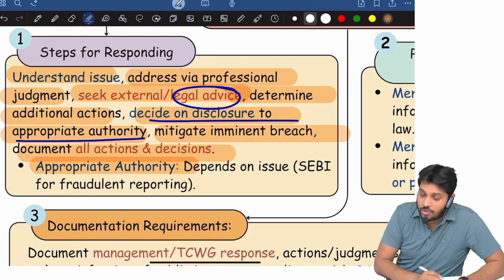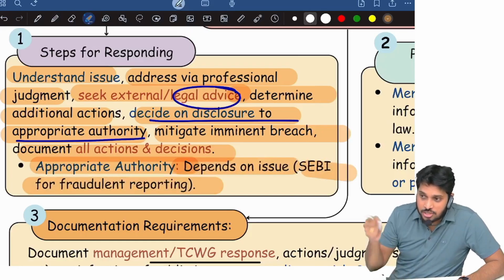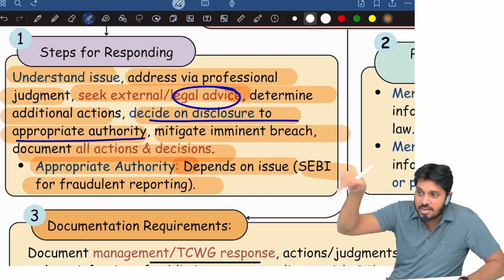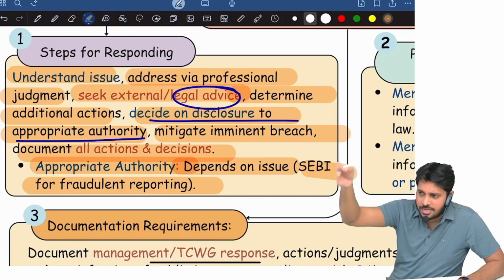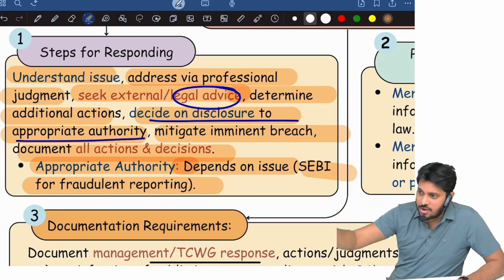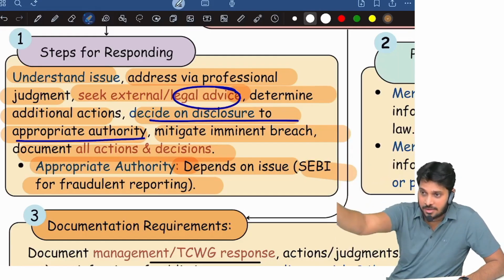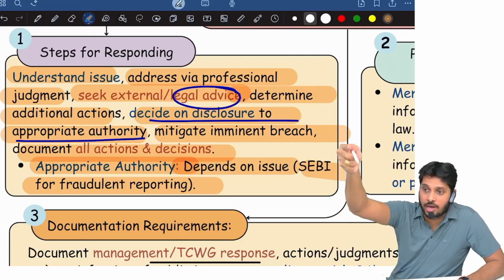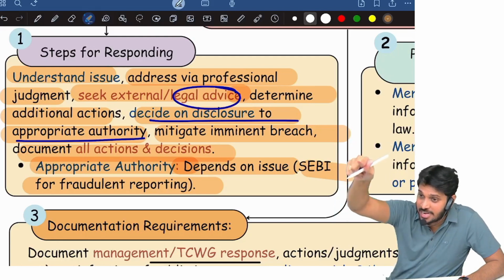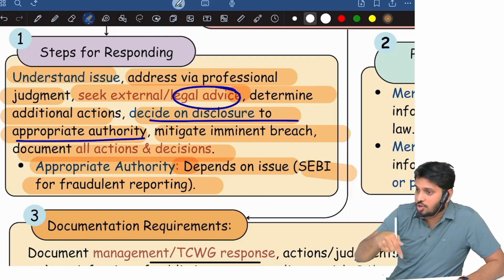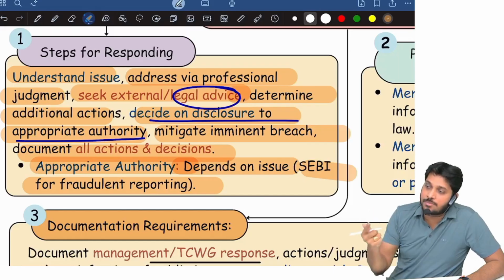What is the appropriate authority depends upon the issue. SEBI for fraudulent financial reporting, RBI for frauds identified in a bank. Understood? For example, in a bank, a bank auditor or internal auditor, if they come across any fraud in the bank, they have to report it to RBI. There is an RBI guideline. Failure to report any fraud to RBI is not only an RBI guideline failure, that is also a NOCLAR non-compliance. It will amount to guilty of professional misconduct.